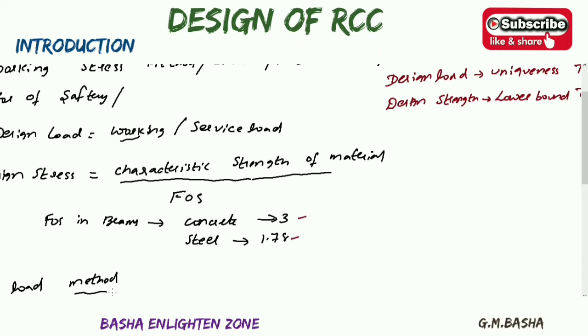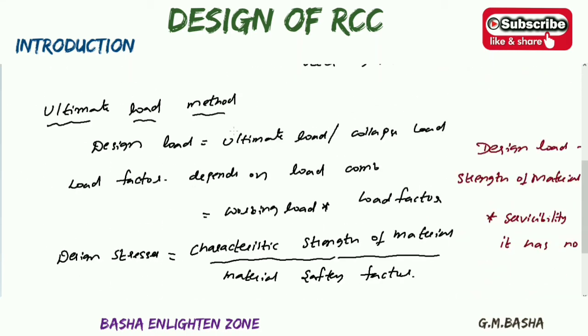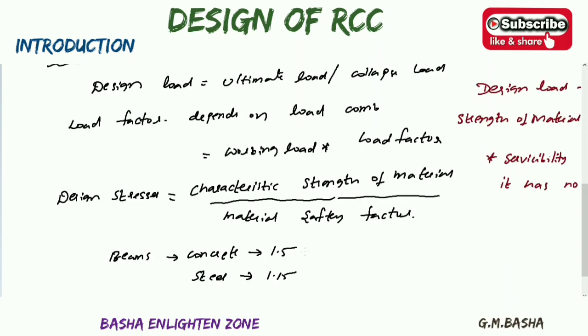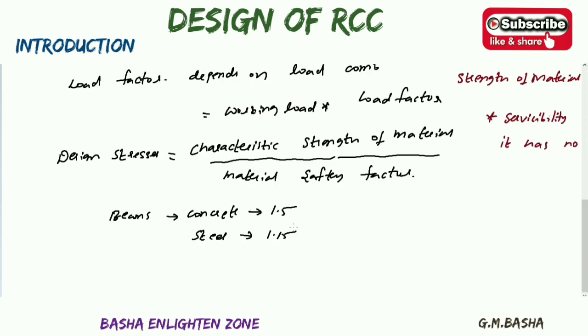Then coming to the ultimate load method, design loads will be equal to ultimate load or collapse load. Here the load factor depends upon load combination. So that one will be equal to working load or service load into its load factor. Then design stresses will be equal to characteristic strength of material by its material safety factor. And again, the values you please remember: there it will be 3 and 1.78, but here in the ultimate load method it will be 1.5 and 1.15.